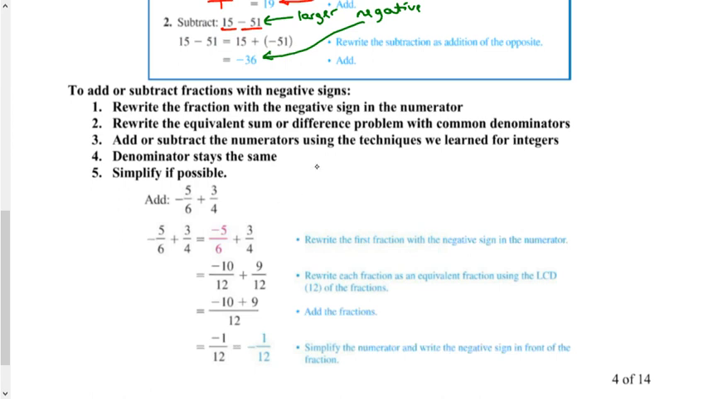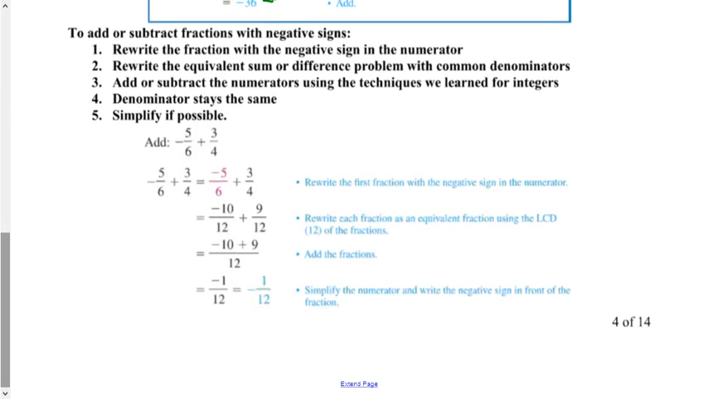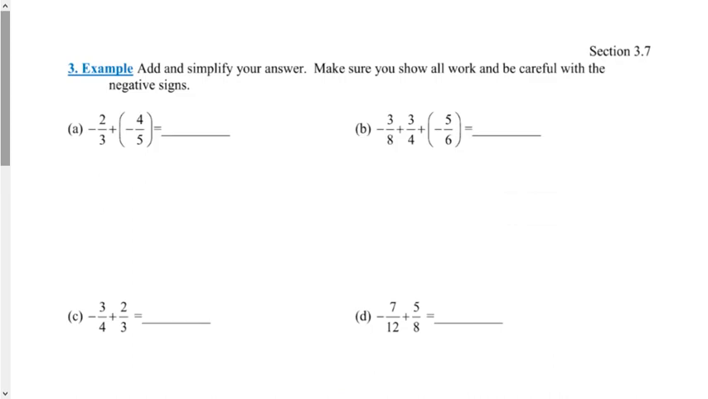You want to put the sign in the numerator, because we perform the operations on the numerator. Okay? And then you want to get common denominators, add or subtract just like always, keep the denominator the same, then simplify in the end. All right, let's get to it. Let's do a couple of these.